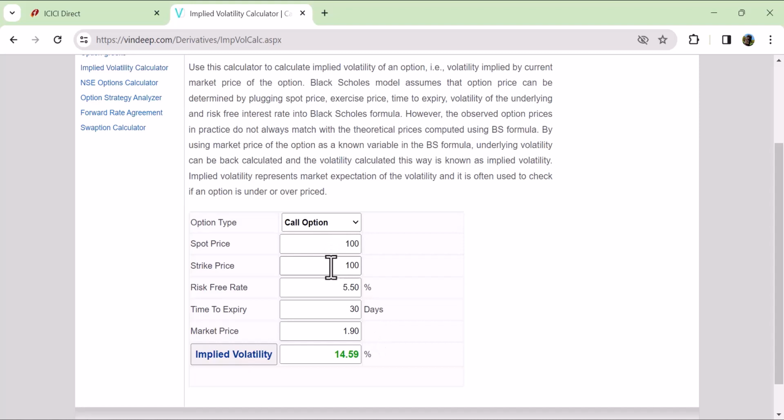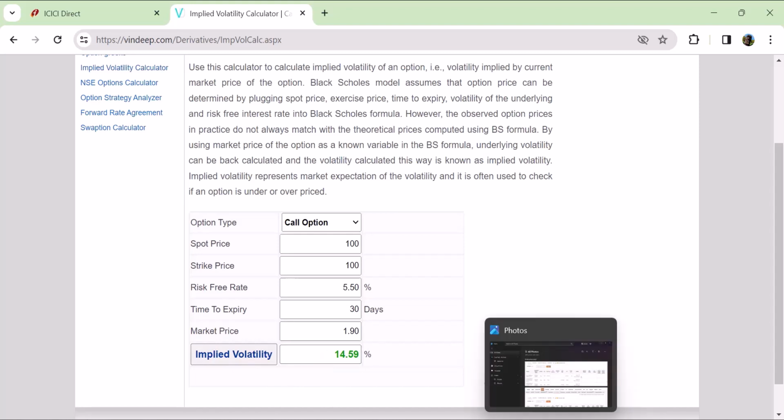Okay. Assume it is at the money. And the risk-free rate is 5.5%. Time to expiry is 30. Okay. And the premium being charged, when you buy this option, you are paying 1 rupee 90 paisa premium. Okay. So it tells you how much volatility has been built in by the option writer.